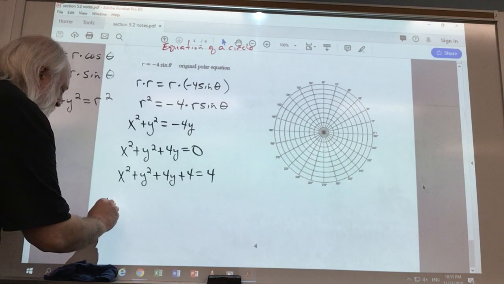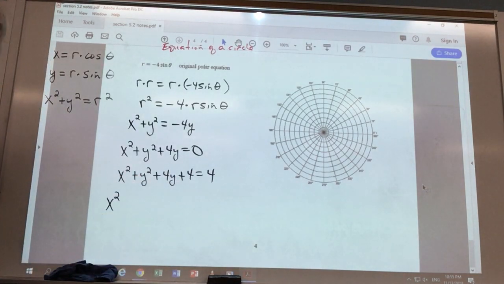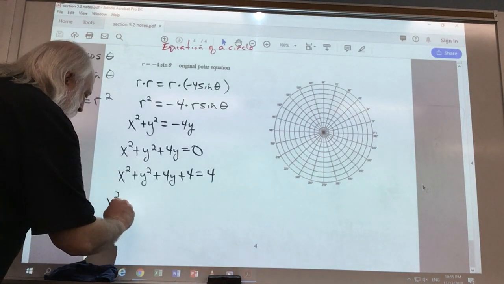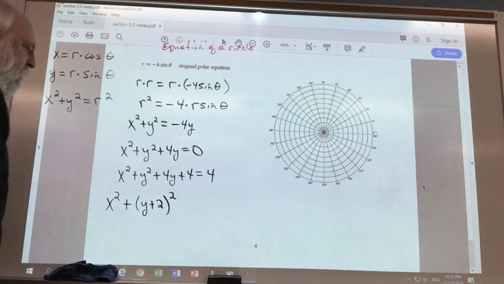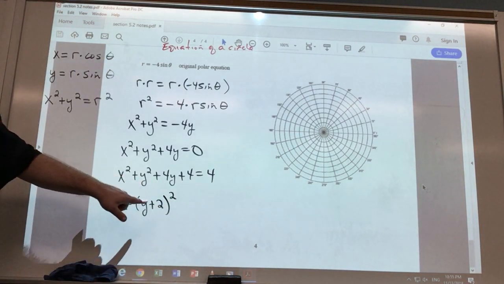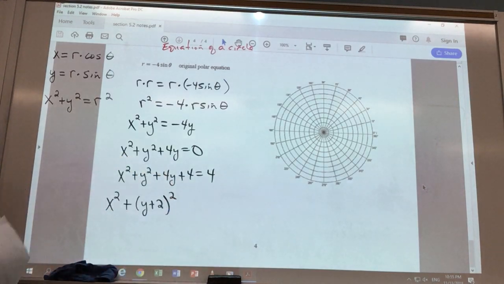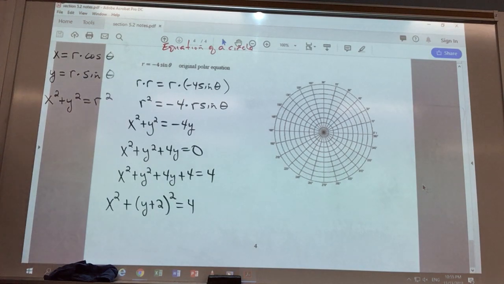Well, y squared plus 4y plus 4, it factors into y plus 2 quantity squared. Y plus 2 squared is equal to y squared plus 4y plus 4. And that's equal to 4 on the right, which is the same as 2 squared.